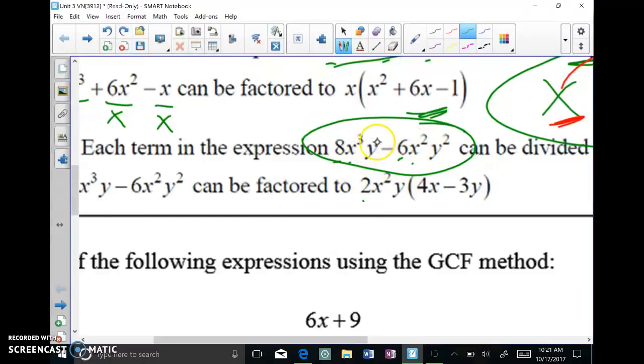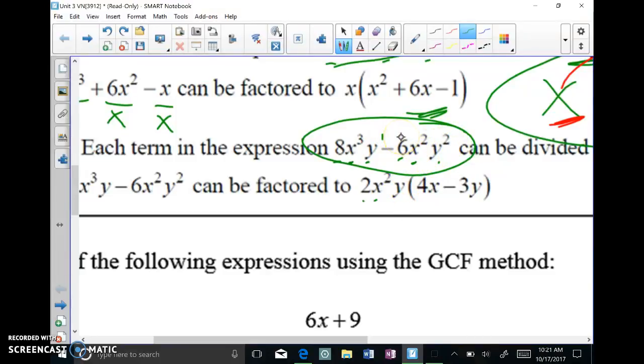But not only do they have an x, this one, x to the third, think of that as x times x times x. And this is x squared, x times x. So not only could I take out an x, but I could take out x squared. I could take out the smallest exponent that everything has, because this has 2 x's, this is 3 x's. So I could take out at least 2 from each of them. And then they also both have a y. This is y to the first and y to the second, so I can only take out 1.